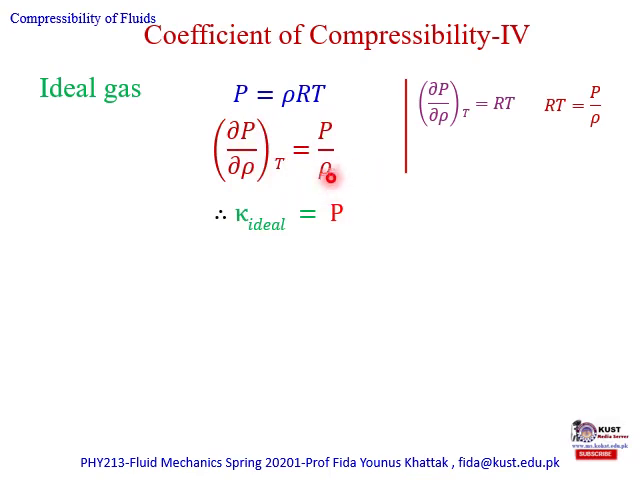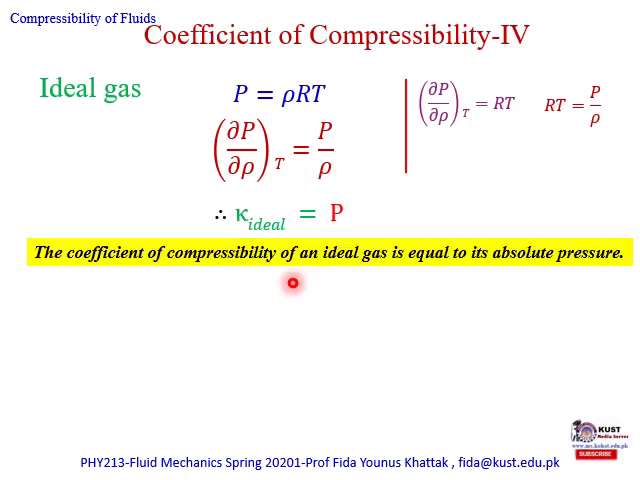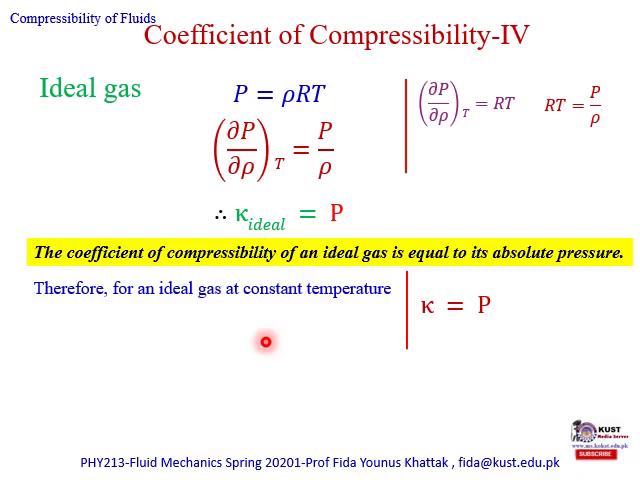Or using the coefficient of compressibility kappa from the earlier slide, we have kappa for an ideal gas is equal to the pressure P. So the coefficient of compressibility of an ideal gas is equal to its absolute pressure. Therefore, for an ideal gas at constant temperature, we have kappa is equal to absolute pressure P, and kappa is approximately equal to the finite variation in the pressure over the finite variation in the density per unit density.